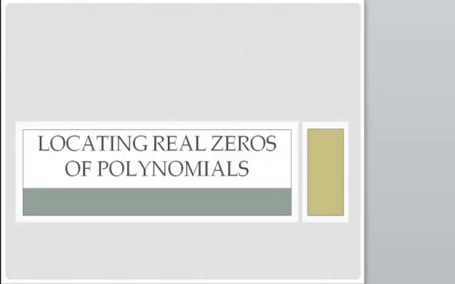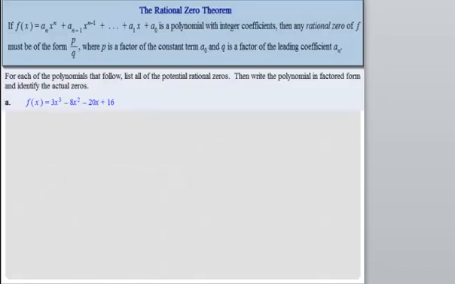Locating zeros of polynomials. The rational zero theorem is one of many tools that we're going to study that will help us to find the real zeros of polynomials. So whenever we talk about the rational zero theorem, we're really looking for everything that is possible, all of the possible real zeros of this particular polynomial.